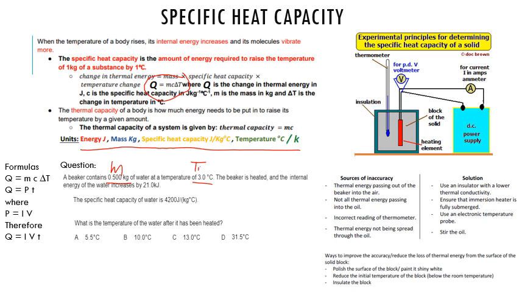And here the internal energy has increased by 21 kilojoules. This is Q. And they give us the specific heat capacity, which is C. Now, the question is to find what is the temperature of the water after the energy has been added. So the question is to find T final.